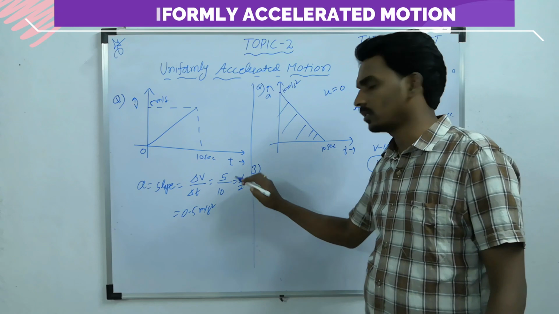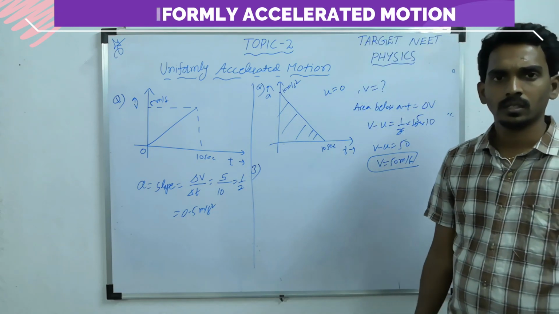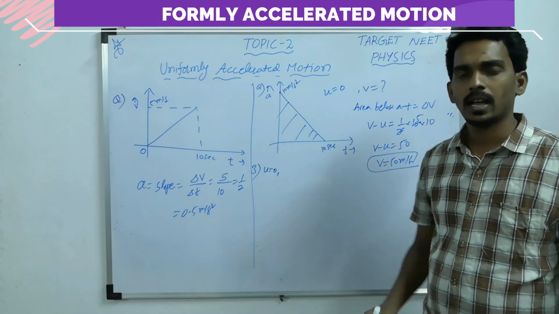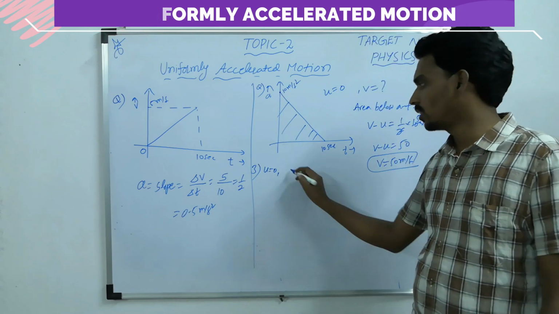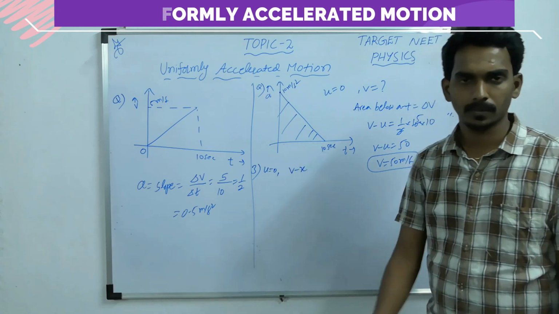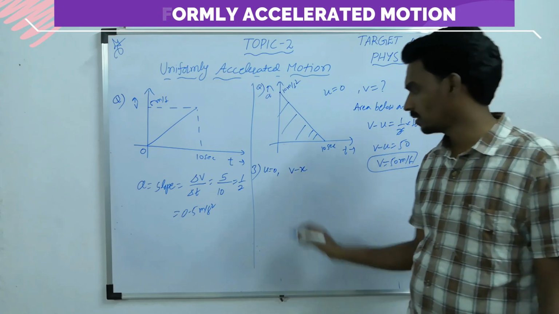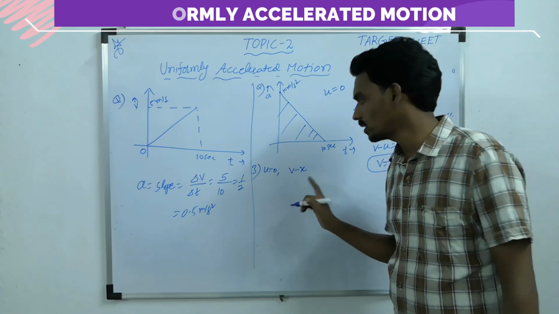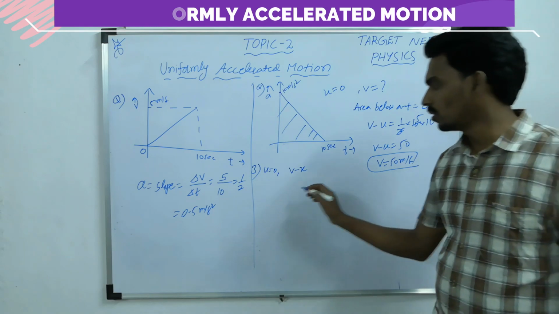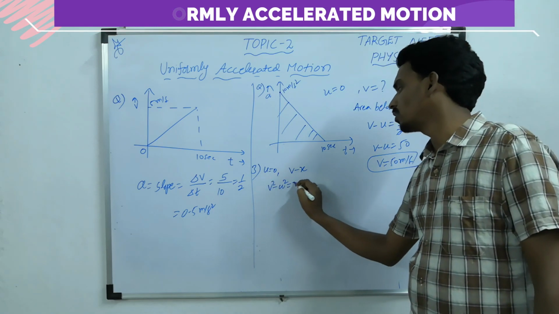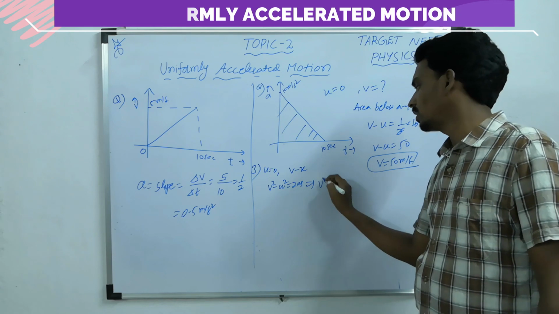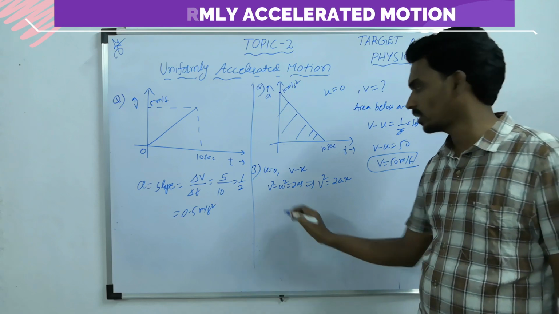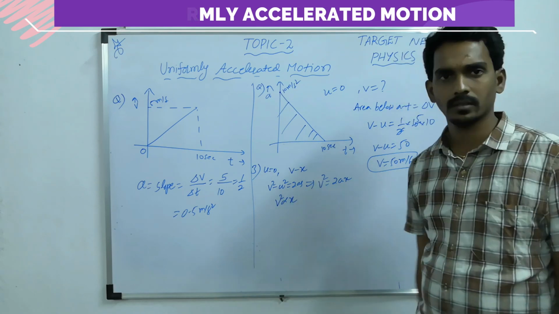And the final third question I will explain to you. Suppose a particle starting from rest is accelerated uniformly, then draw the Vx graph. What is the relation between V and x? What is V? Speed. What is x? Displacement. So the relation is V square minus U square equal to 2as. V square equals 2ax, but acceleration is constant. So V square is proportional to x.